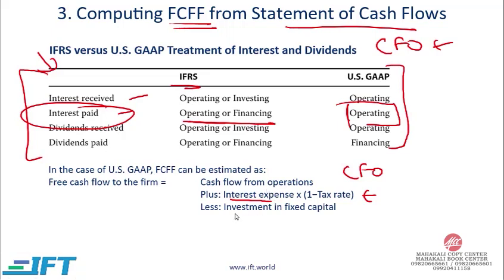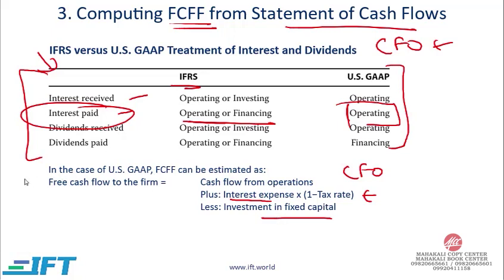Then we need to subtract the investment in fixed capital, which again is consistent with what we've talked about earlier. But unlike the previous discussion with net income, where we subtracted the increase in working capital, we are not doing so over here. Why? The reason is that in coming up with your CFO, you have already accounted for changes in working capital, therefore you don't need to show it over here.